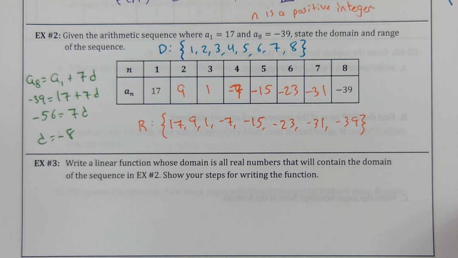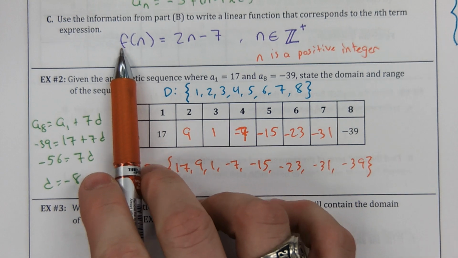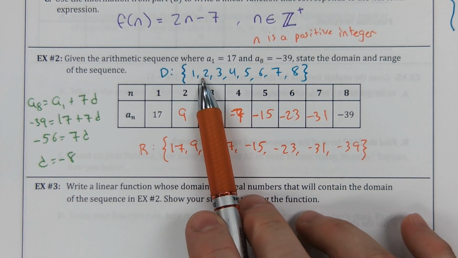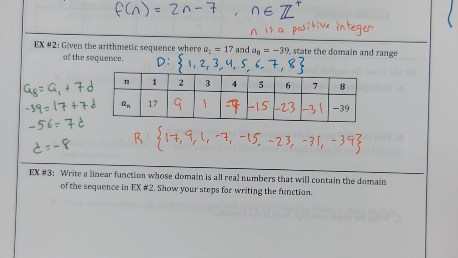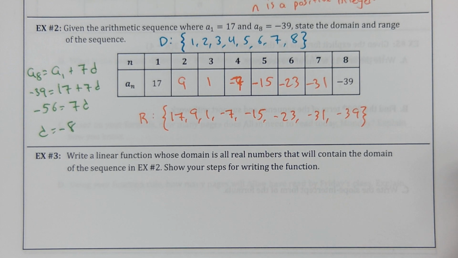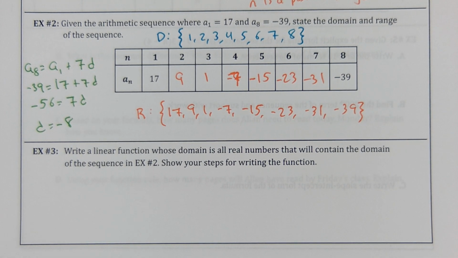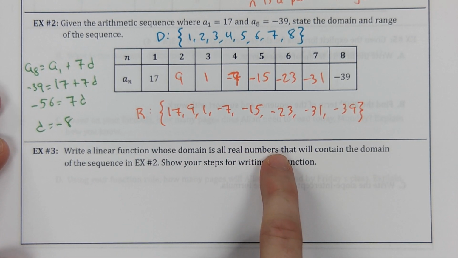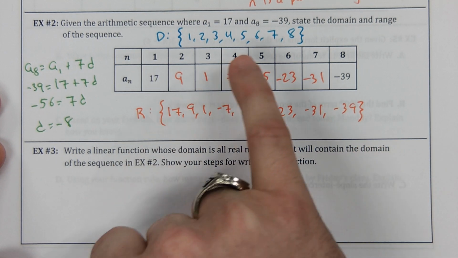So what have we done different so far today? We've used f of n instead of a sub n, and we've defined the n's as our domain and the a n's as our range. That's all we've done new. And I'm pretty sure that's all we're going to do new. Now we're just going to do that stuff over and over and over again. Write a linear function whose domain is all real numbers. Oh, a function whose domain is all real numbers, but those will contain the domain of this sequence.